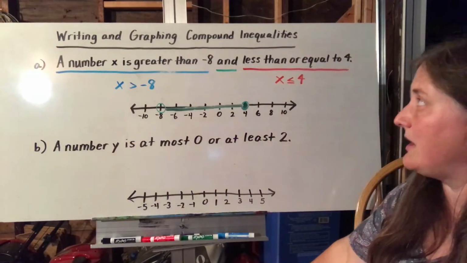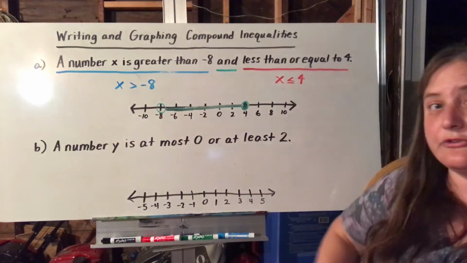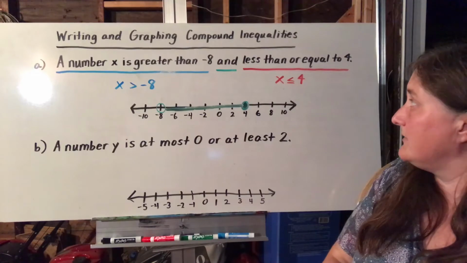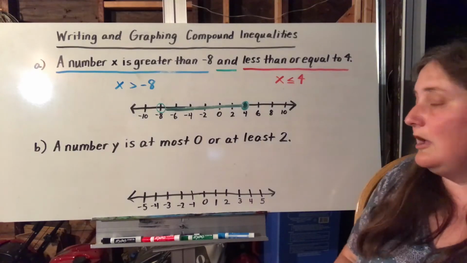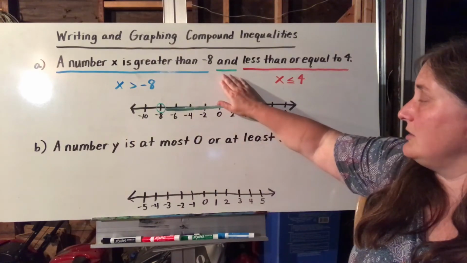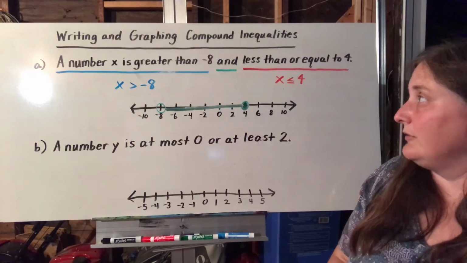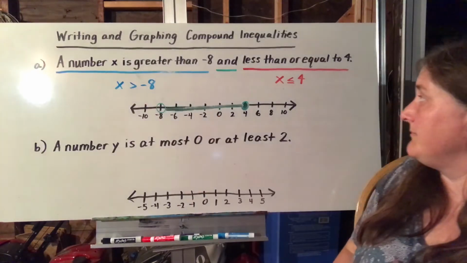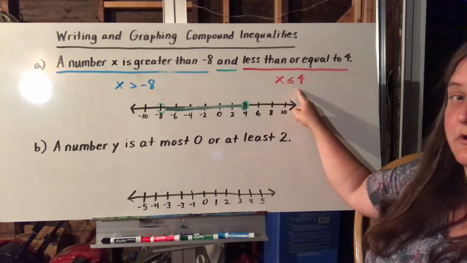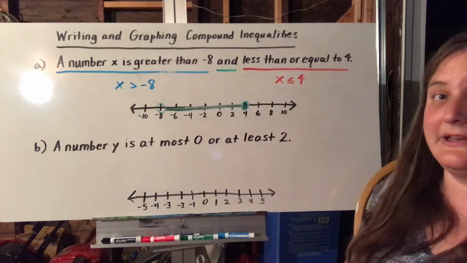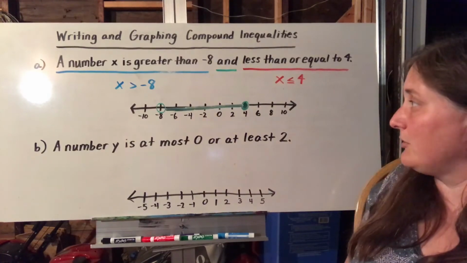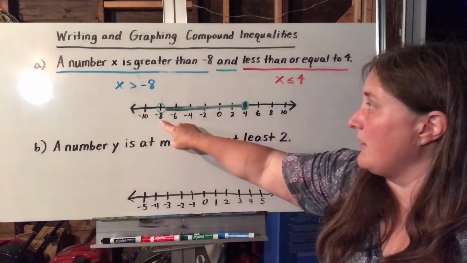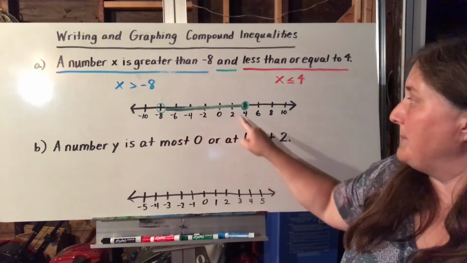All right, so let's look at writing and graphing compound inequalities. So here's an example. They're telling us a number x is greater than -8 and less than or equal to 4. So I see the word and, I know this is going to be an intersection. So I first was told x is greater than -8, so I wrote this as an inequality. And x is less than or equal to 4, so I wrote this inequality. And together, when I put them on the graph, I have the numbers between -8 and 4. It has to be greater than -8, but less than or equal to 4.